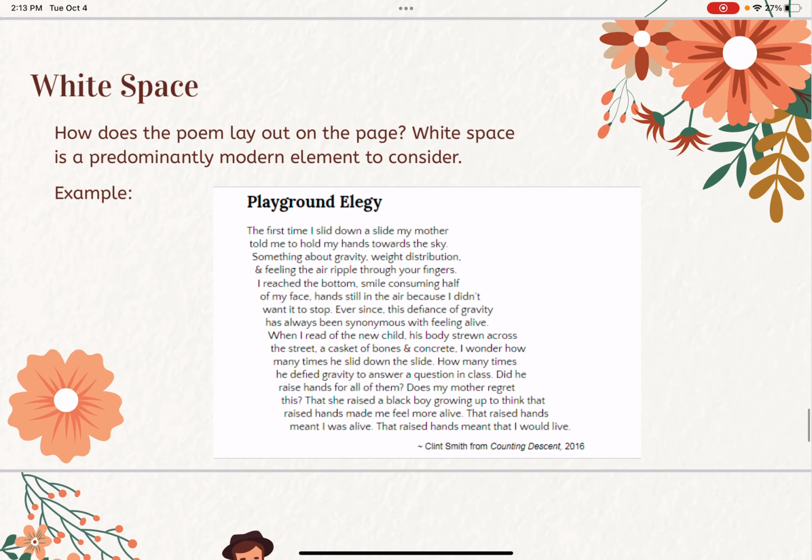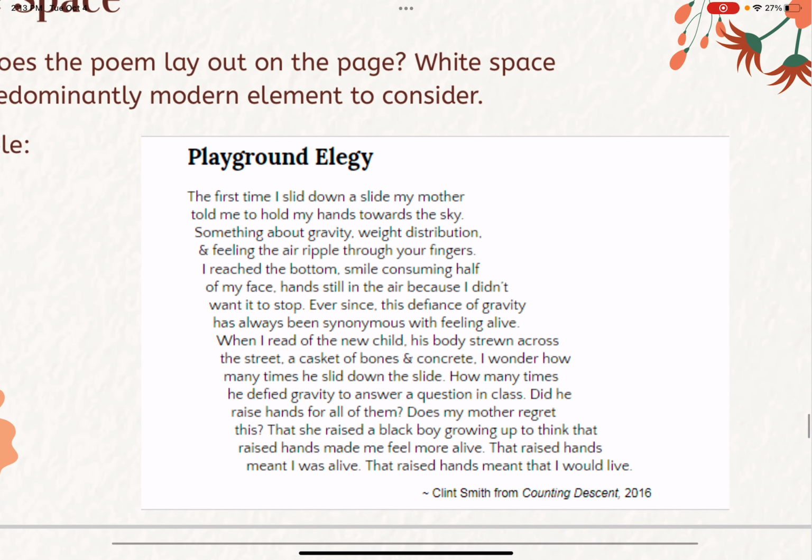Actually, let's go ahead and just look down here really quick. So in a second, we'll look at this poem also from looking at the white space. But if we read this poem really quick, this is called Playground Elegy by Clint Smith, who is a phenomenal contemporary poet. Phenomenal. Like, I fangirl over Clint Smith. I follow him on Instagram. But anyway, so Playground Elegy.